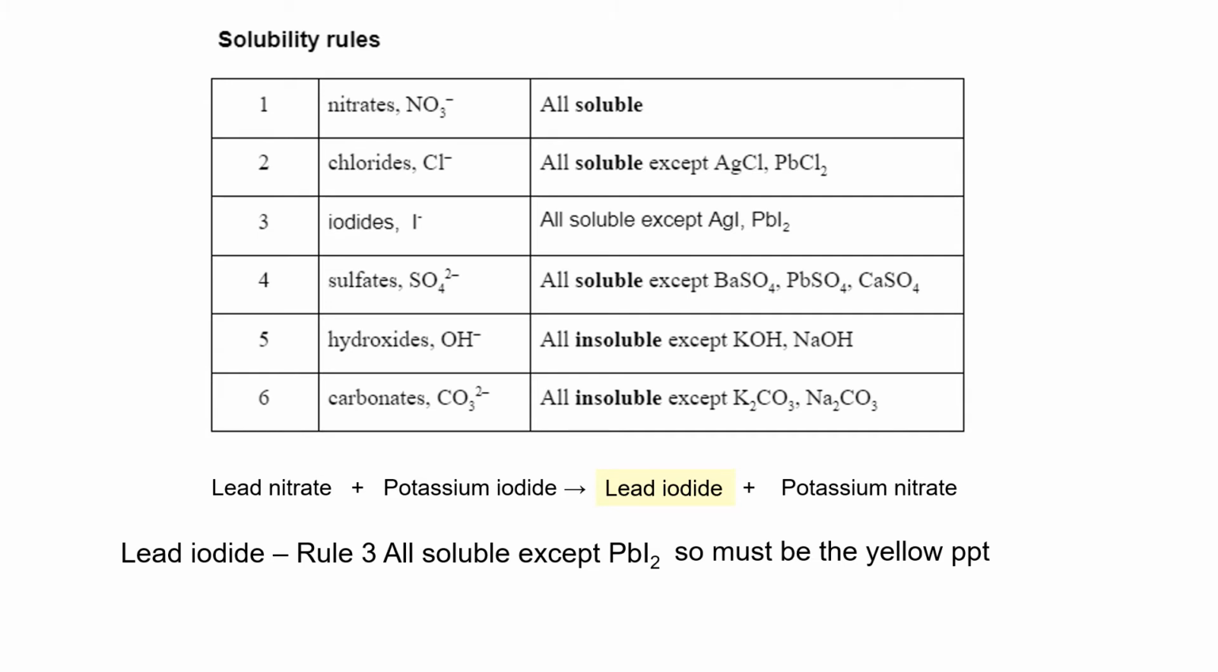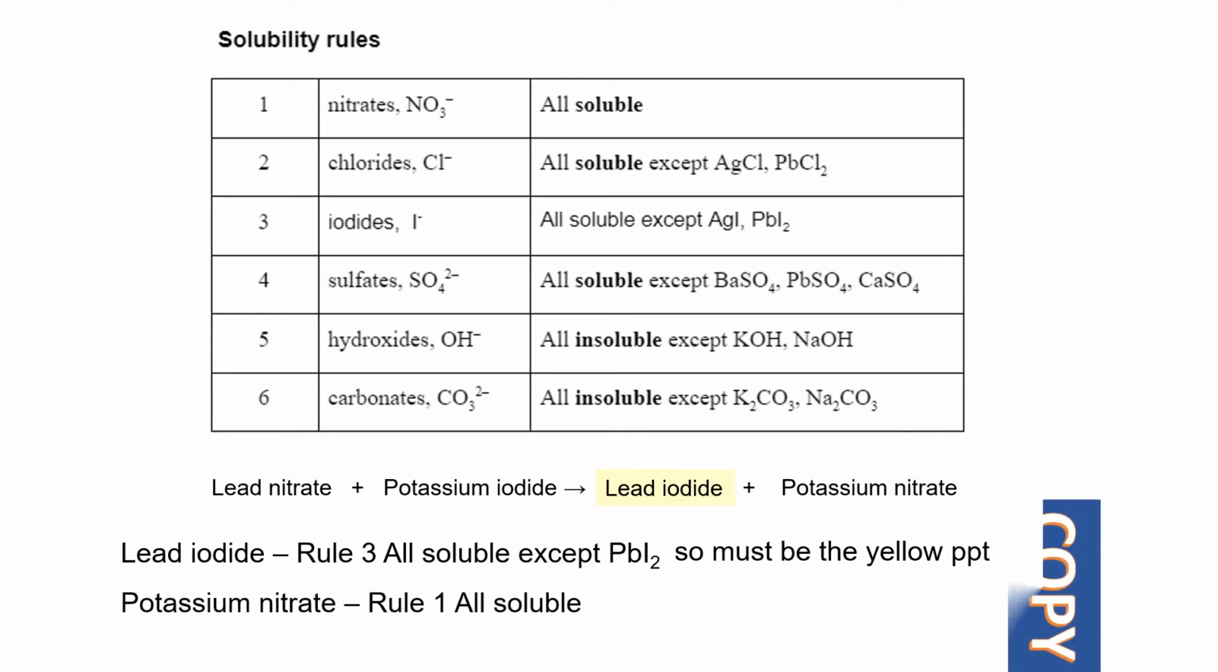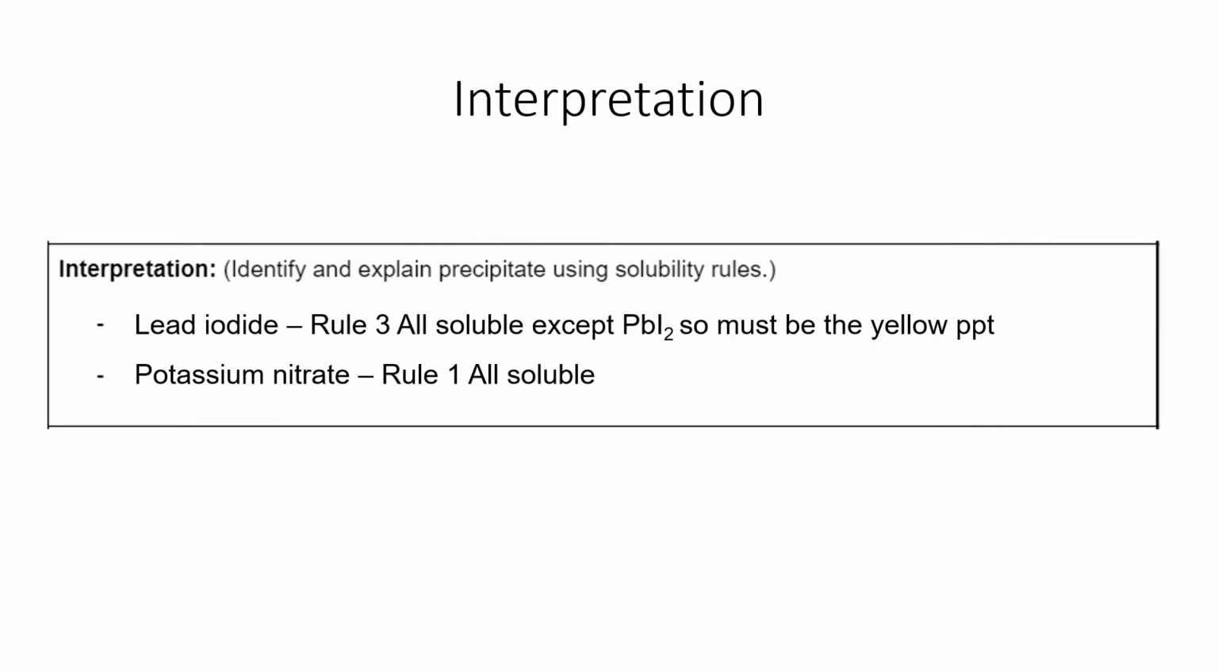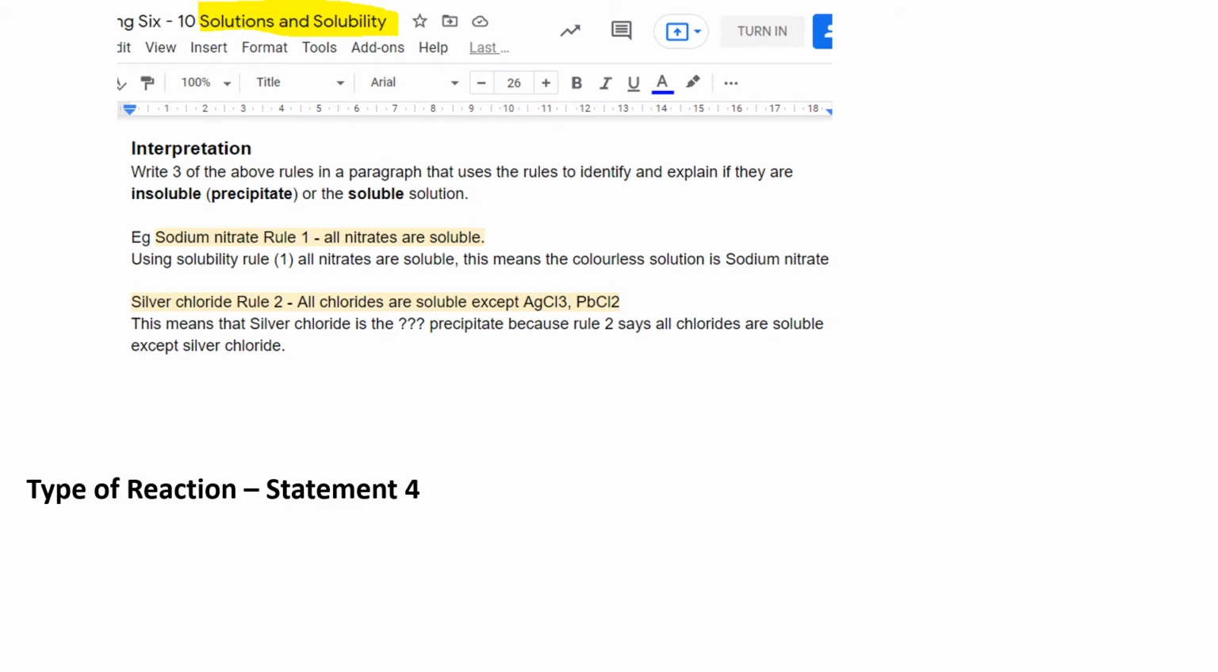Now we go and look at our nitrate. Nitrates are rule 1. All nitrates are soluble. So we copy this rule and go back to our document and paste it under the interpretation. We're going to use this interpretation to write our next part. We're going to use our solubility rules to write a statement very similar to this. This statement will be the last part of our type of reactions.